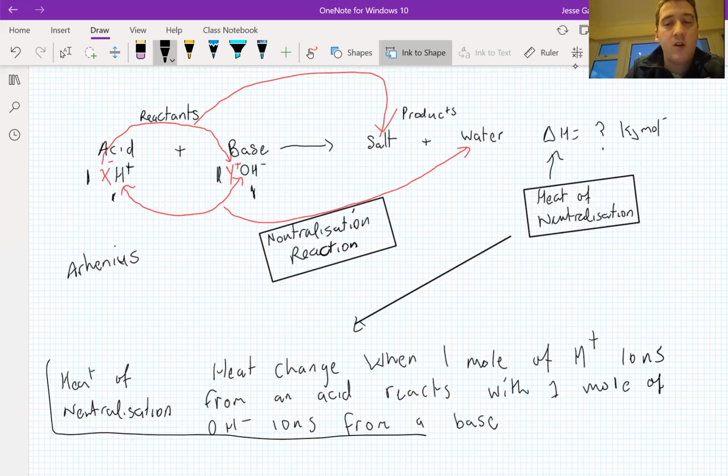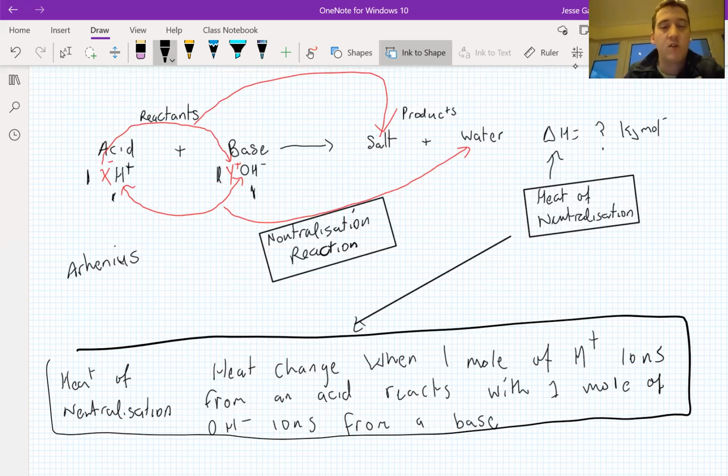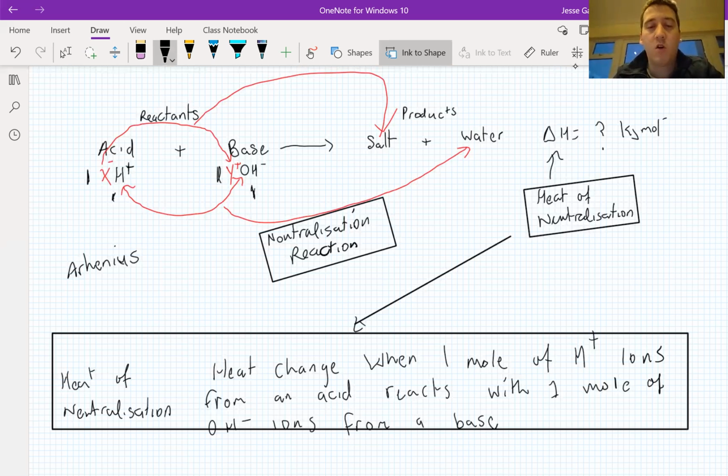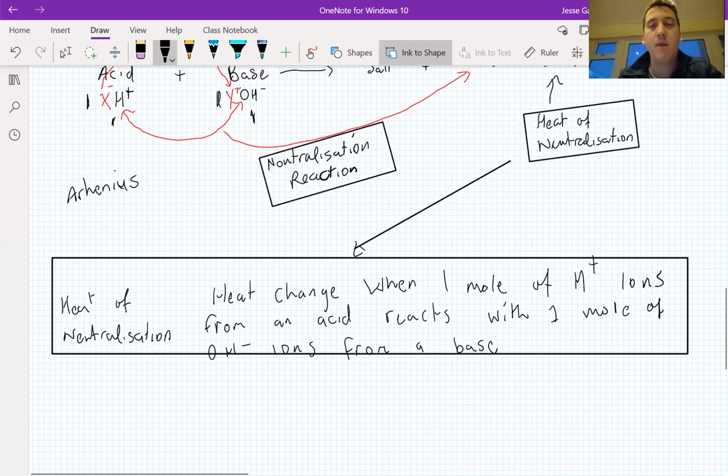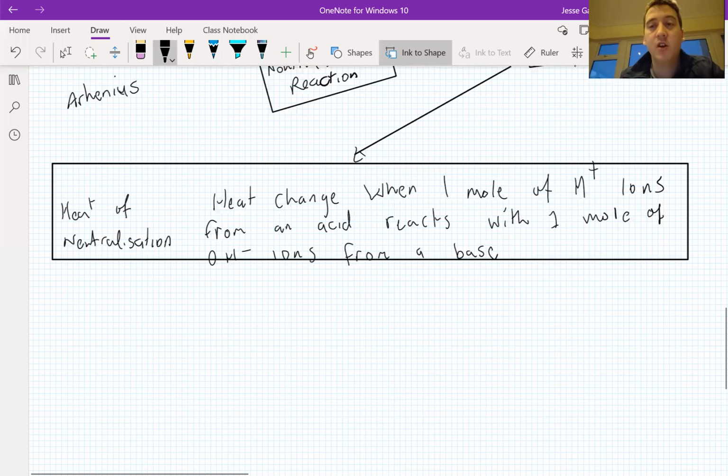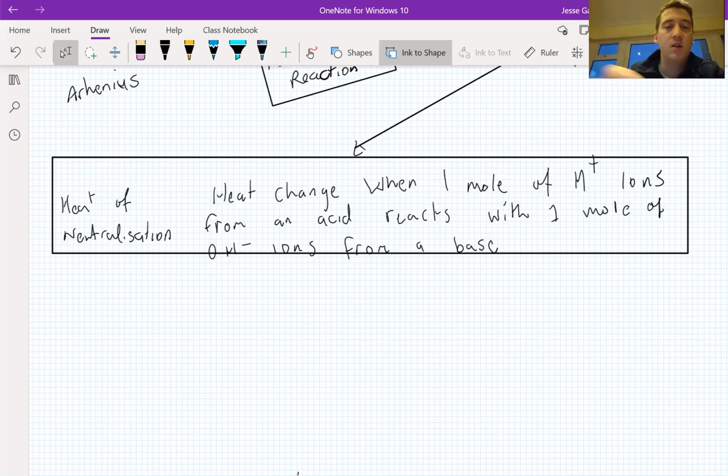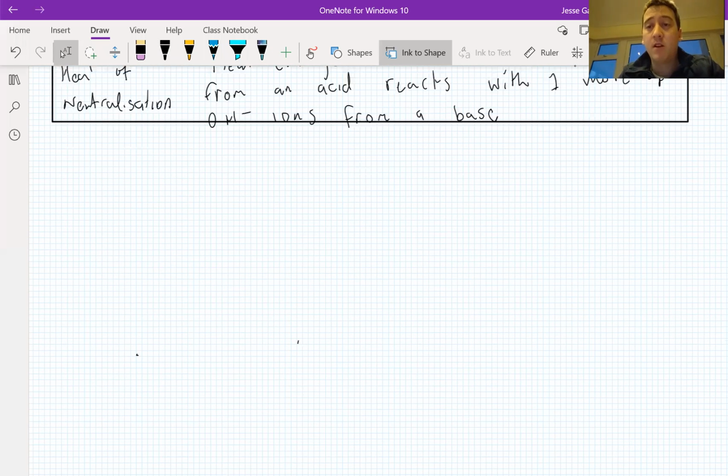So there is another new definition for us. Heat of neutralization is the heat change when 1 mole of H plus ions from an acid reacts with 1 mole of OH minus ions from a base. Now, how would we go about measuring heat of neutralization? We can't put it in a bomb calorimeter. Well, there is an experiment, and I am going to do it in a future video coming up soon.